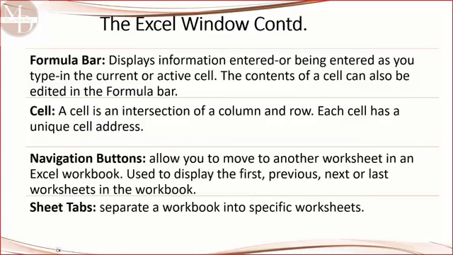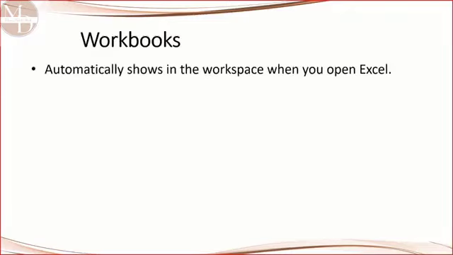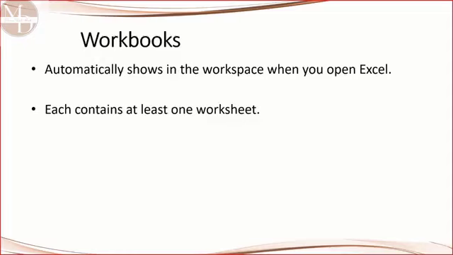So let's continue. Now, what is a workbook? A workbook automatically shows in the workspace when you open Excel. That is, if you are opening afresh, you see a blank workbook. Each workbook contains at least one worksheet. In the older versions, from 2010 downward, 2007, 2003, you will see 3 worksheets by default. But from 2013 upward, up till 365 and 2019, you will automatically see 1. From there, you can add as many as you want.